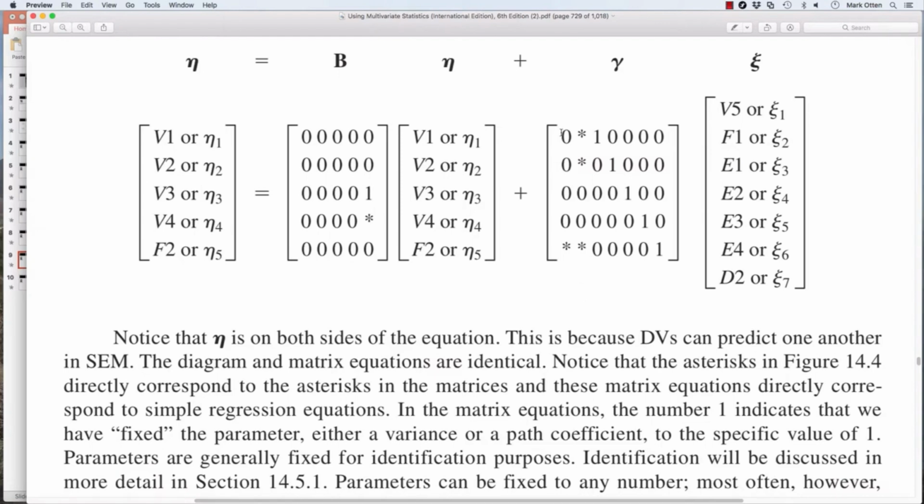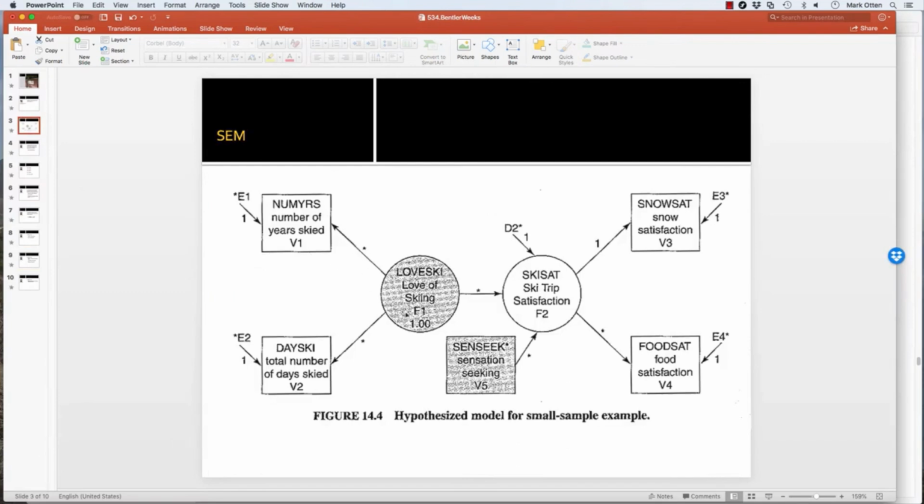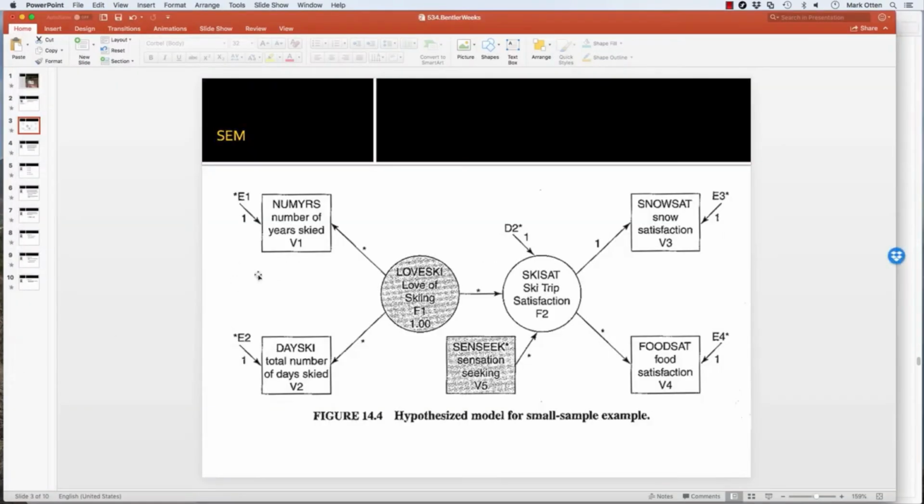Okay, so that first row, the V1 row, has a 0 to start out. That's a 0 in the V1, V5 relationship. So we move on. V1, then here, in the second column, that's the V1, F1 relationship. We have a star. Okay, so let's go back and look at the diagram. That was V1, F1, and that is the star here representing the factor loading for love of skiing and number of years skied. And then we have a 1, so that's the V1, E1 relationship, and that is set to 1 initially. So V1 and E1, that's the error that corresponds to V1. And there's a 1 there.